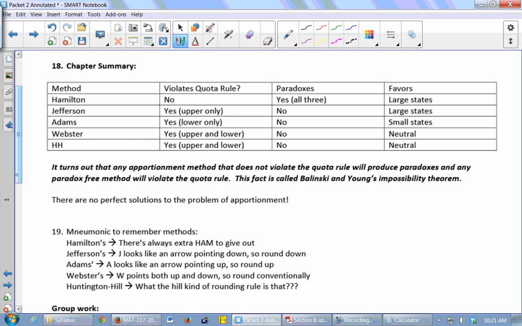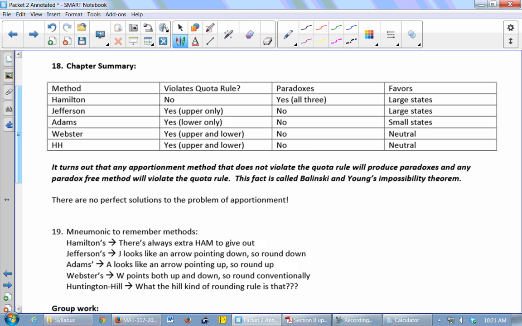All right, so here's just a quick chapter summary. We've got our 5 methods. Hamilton's is the only one that does not violate the quota rule, but it had these 3 weird paradoxes: Alabama paradox, population paradox, and new states paradox. And it favors large states. Jefferson's method and Adams' method both produce quota violations. Jefferson's method upper only, Adams' method lower only, and Jefferson's favors large states and Adams favors small states.